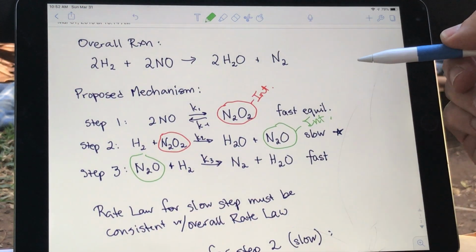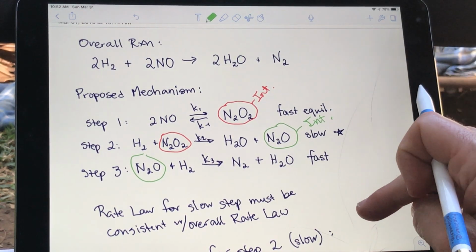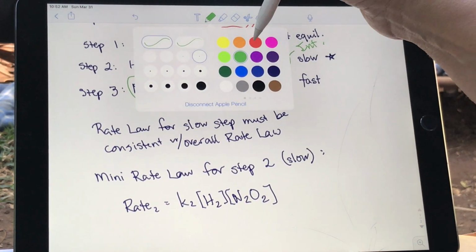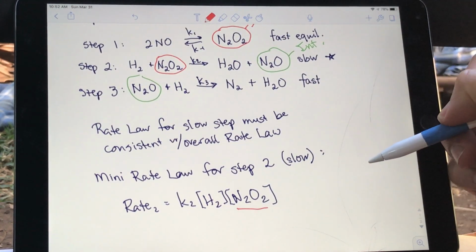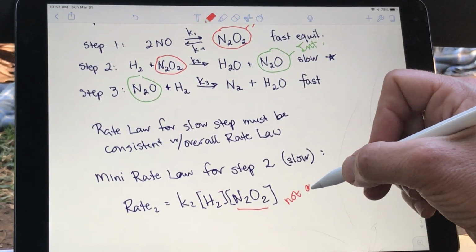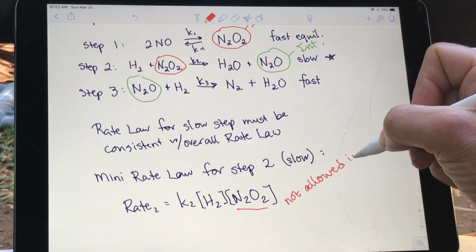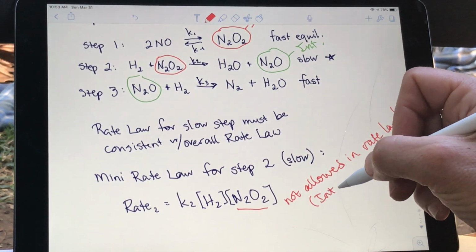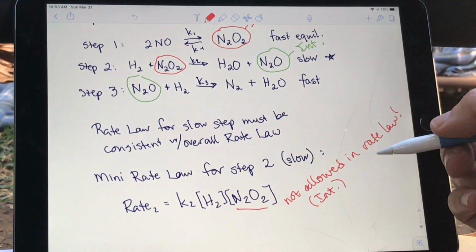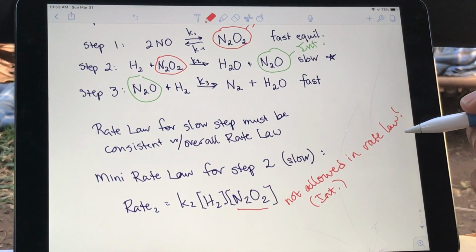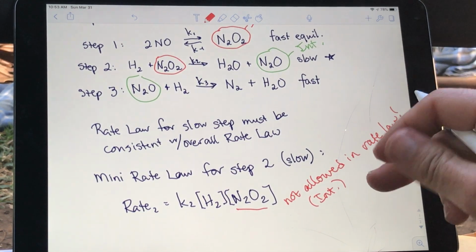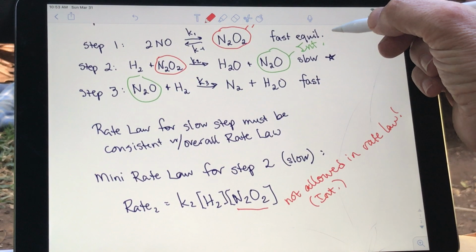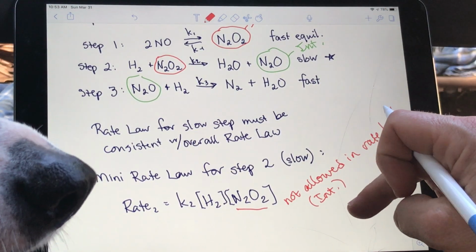Okay, so now we just check out this mini rate law again, and we see, all right, here is this intermediate that we identified. This is not allowed in a rate law. Okay, it's an intermediate. So that means we are probably going to have to do some substitution. This will be similar to the other example that we've done. So this is where we go back and look at this fast equilibrium that's going on in step 1.